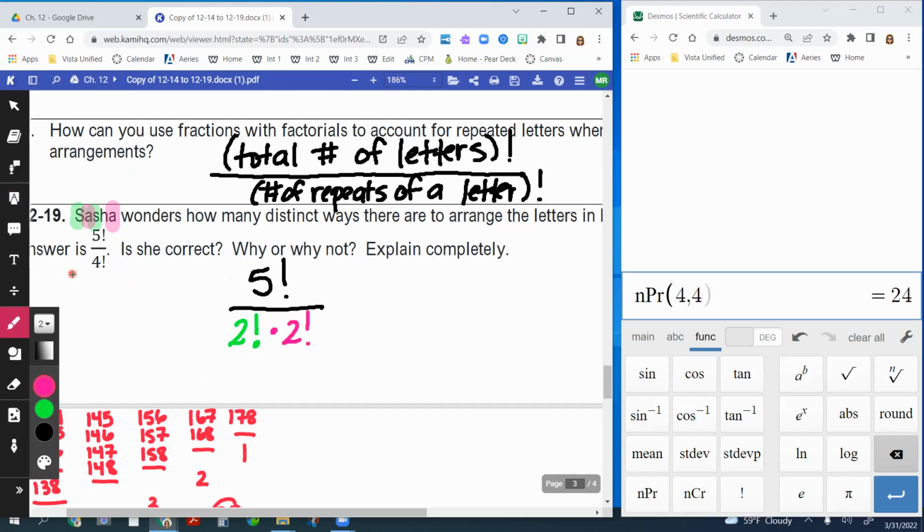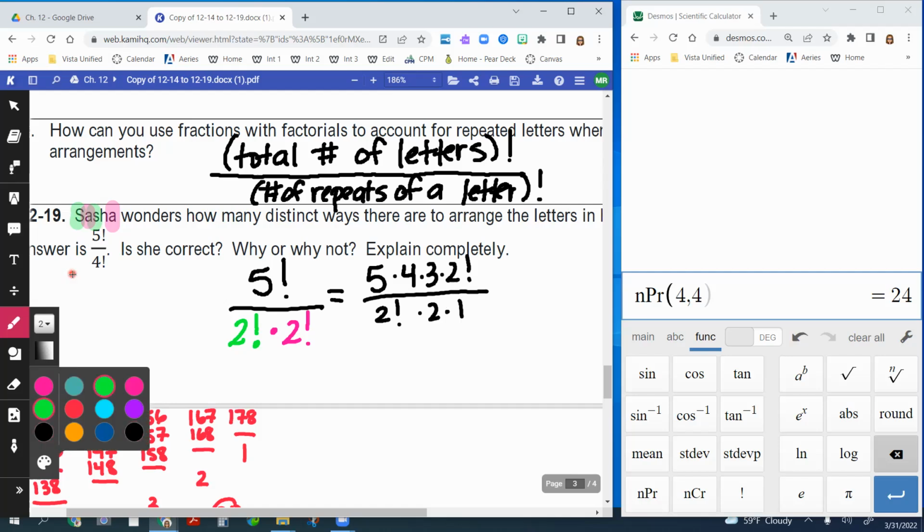2 factorial. And when I work this out, this is actually going to be 5 times 4 times 3 times 2 factorial over 2 factorial times 2 times 1, if I'm doing it without a calculator. So this 2 factorial and this 2 factorial cancel out. 2 times 1 cancels with part of the 4, leaving me with a 2. And so when I work that out, I end up with an answer of 30.